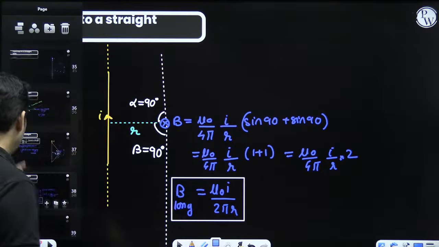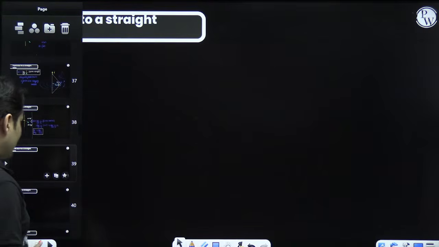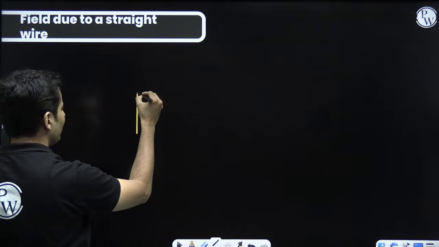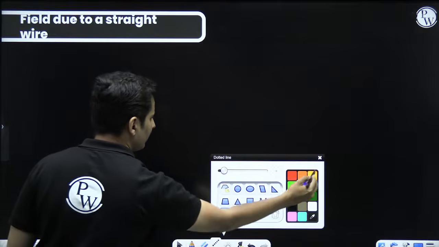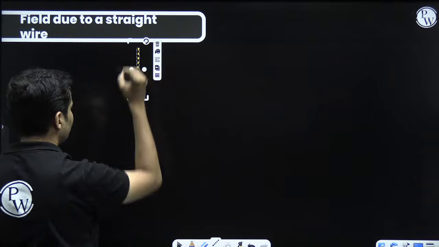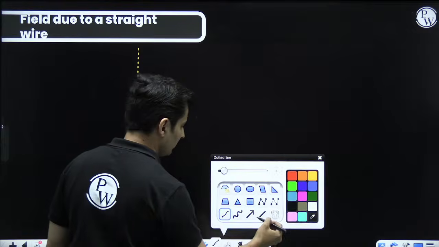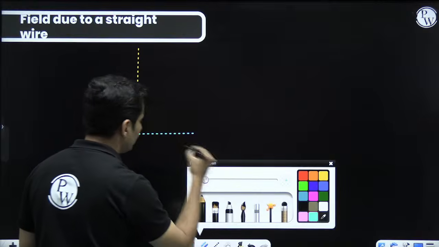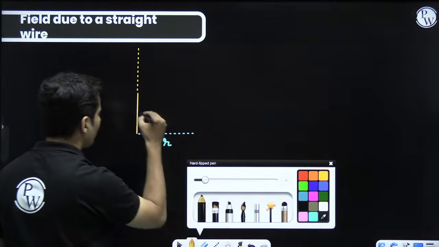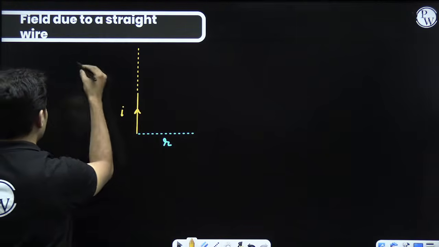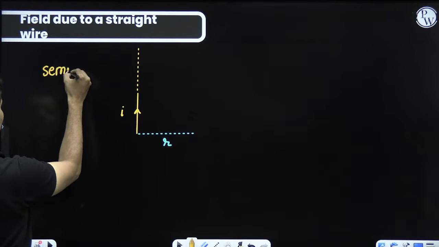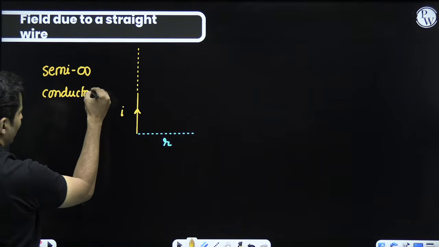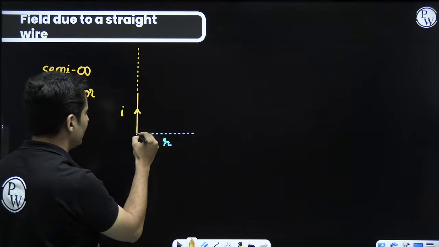Okay, this was infinitely long. What about semi-infinite? What is the meaning of semi-infinite? Semi-infinite means something like this. It goes like that. The endpoint on one side is very clear, but the other endpoint is not. This is called a semi-infinite conductor. On one side it goes to infinity, on the other side we know the endpoint.